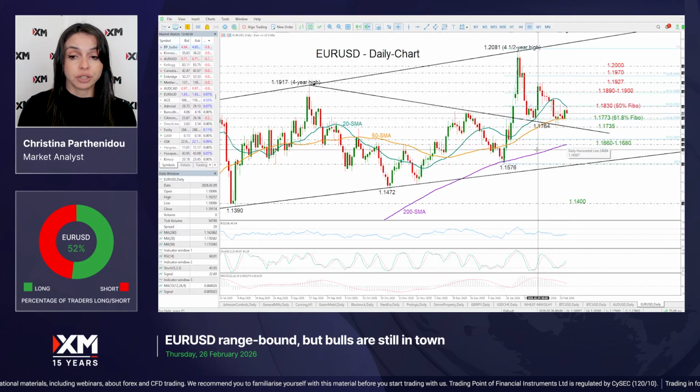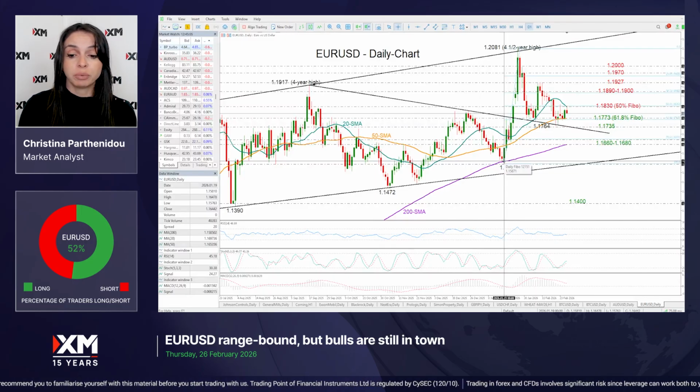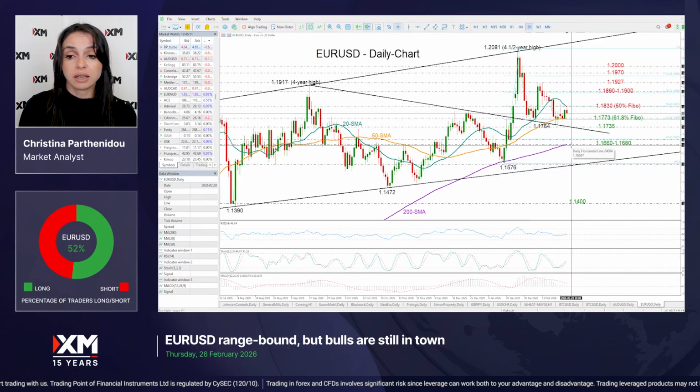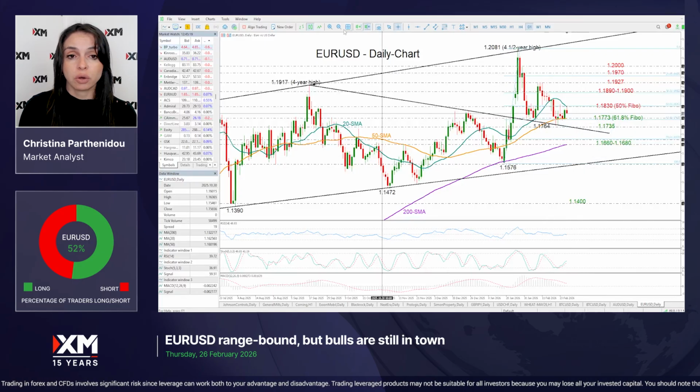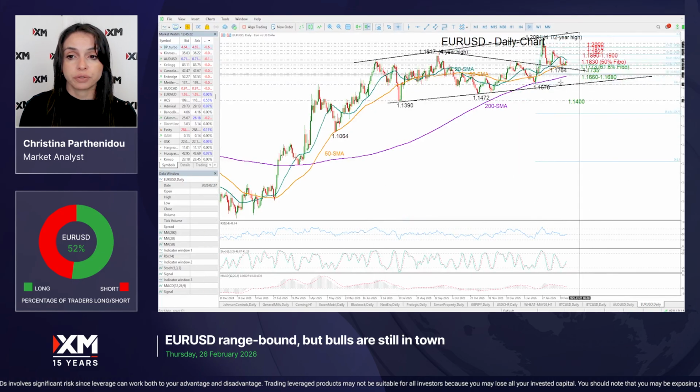where the 200-day moving average is located, and that line could be quite important to watch after significantly pushing the price higher in January. If it fails to hold, then perhaps we may see another straight decline towards the 1.1570 region, where a more important battle could take place, as this region coincides with the lower band of this bullish formation over here.